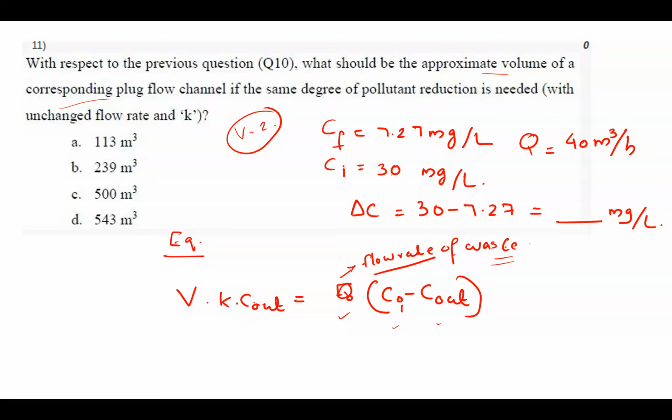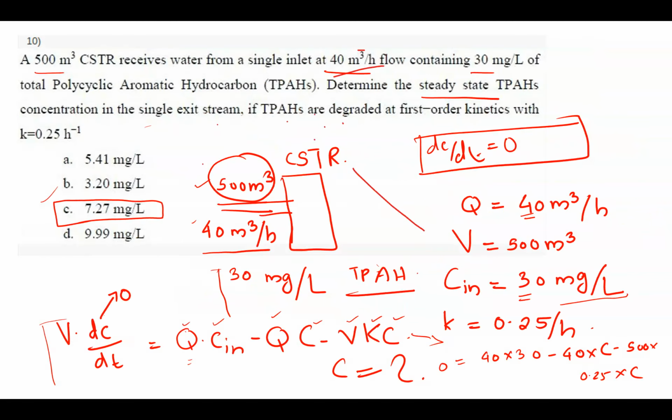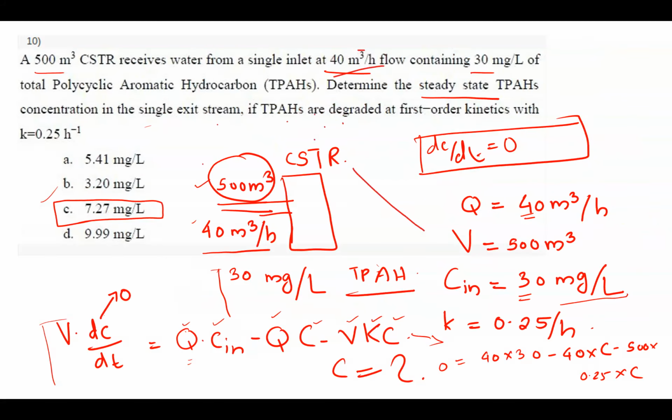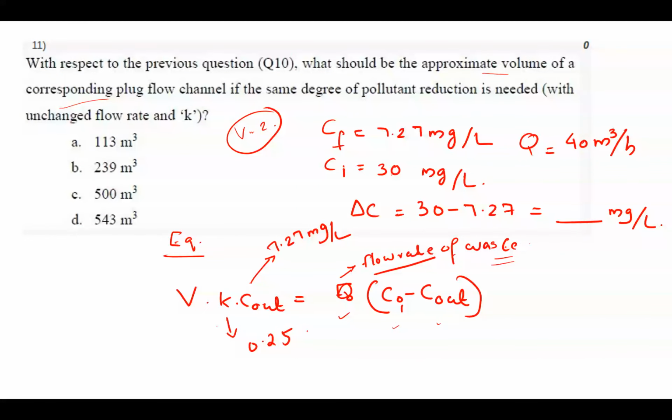What is C out here? This is the final concentration of pollutant, C out or C final, which is 7.27 milligram per liter. And K, we have the same K value that we took in the previous question. That is the rate constant. What was the K value here? K value is 0.25 per hour.